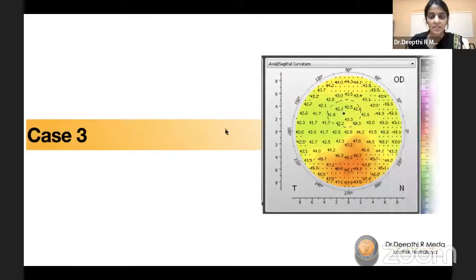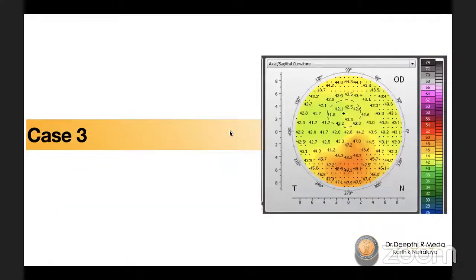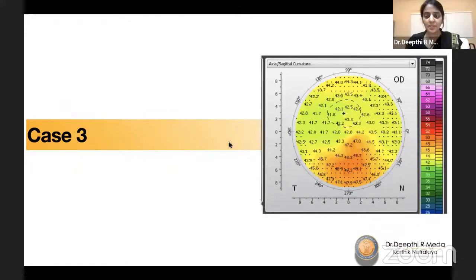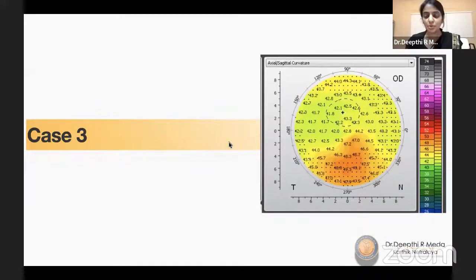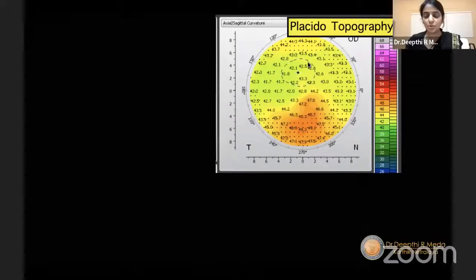So the next case. I have one minute remaining. Okay, I'm done. So this was a patient who came. He had brought a Placido-based scan, and he was diagnosed to have keratoconus elsewhere and denied LASIK.